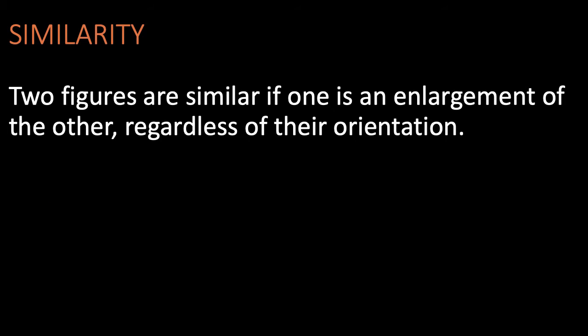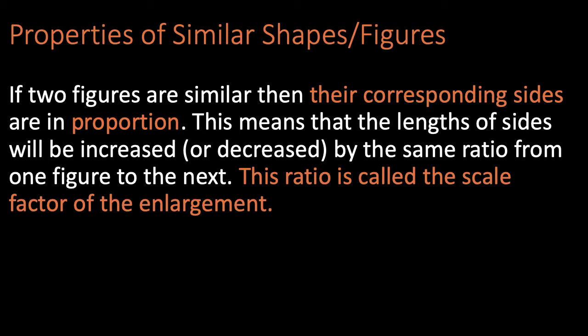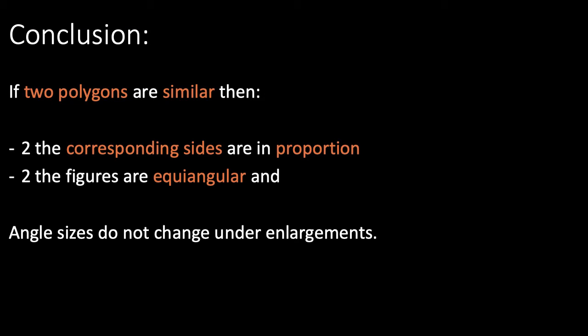What is similarity? Two figures are similar if one is an enlargement of the other, regardless of their orientation. Now, the properties we have discussed earlier: if two shapes or figures are similar, then the corresponding sides are in proportion. This means that the length of the sides will be increased or decreased by the same ratio, known as the scale factor. We drew two conclusions from our exploration in the previous video: if two corresponding angles are equal, then the triangles are similar, and if the corresponding sides are in proportion, we can say that the shapes are similar.